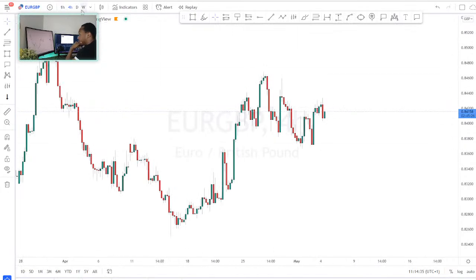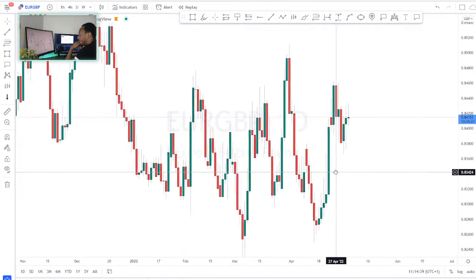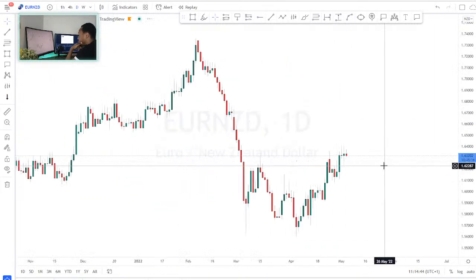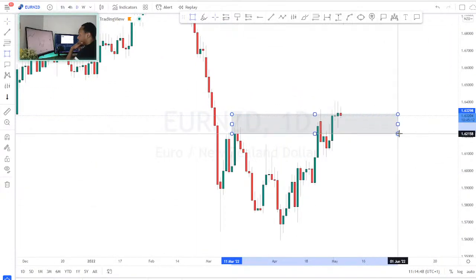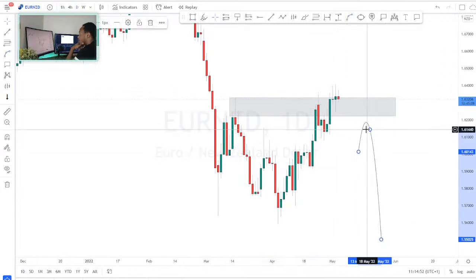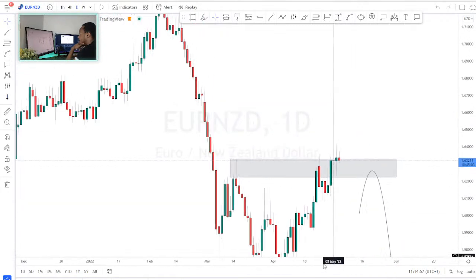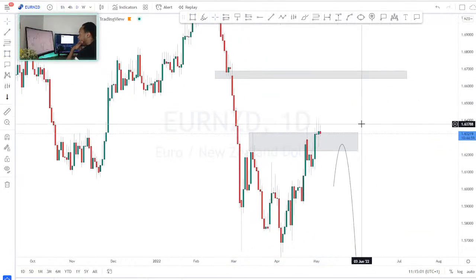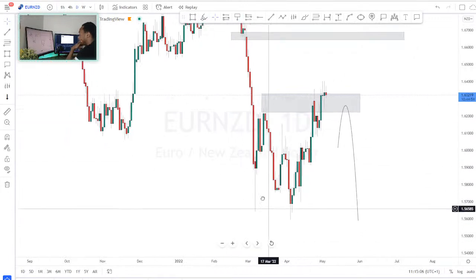Euro pound just so messy. Not really looking too much into that one, to be honest. It's way too messy. And Euro NZD, we're still stuck at this level here, which I do think if we don't break through, we could see a big drop back down for this one. We're coming back into that high there. If we can break through this, I'm looking at price coming into some of these areas up here. But if we don't, I think we could see a nice drop for this one.